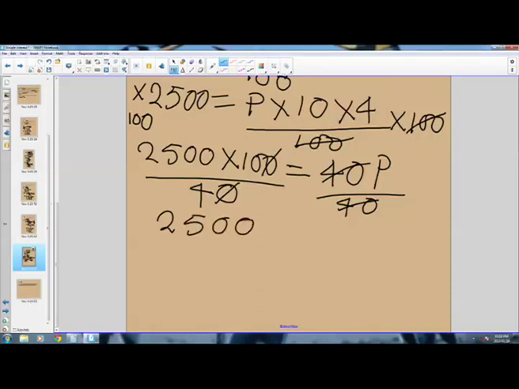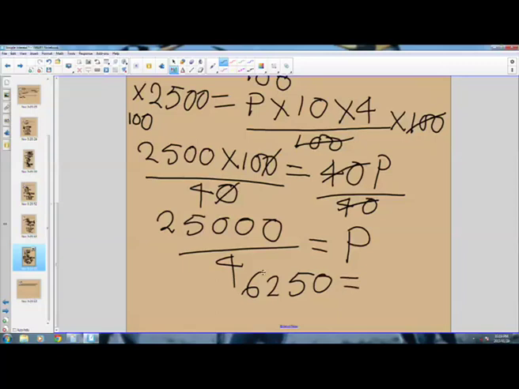So you have 2,500 times 10. So it's another 0 because you are multiplying 2,500 times 10. Then divide this by 4. Take your calculator, divide 25,000 by 4. Then check what you will get. 6,250. It's equals to P.